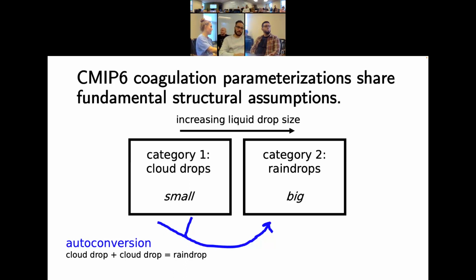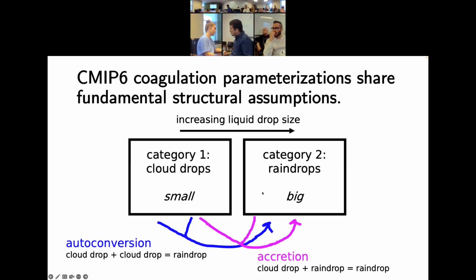coagulation process. So we can transfer mass into the bigger raindrops via two processes. The first, which is the perennial problem, is called autoconversion, and this is when you have cloud drops in the cloud drop category interacting to form raindrops. And we have a second process called accretion, and this is when you have drops interacting in the small category and the big category to transfer more mass into the big category.